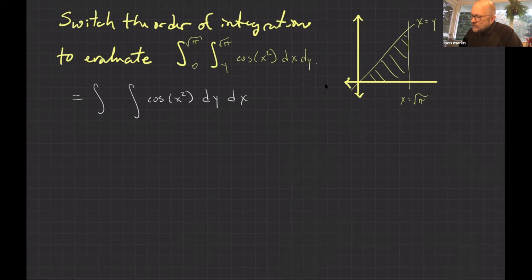Once the inside part says dy dx, now we have to think about drawing an arrow in the direction that y increases. The direction that y increases, of course, is up. And now the lower limit of integration is y equals 0. The upper limit of integration is y equals x.